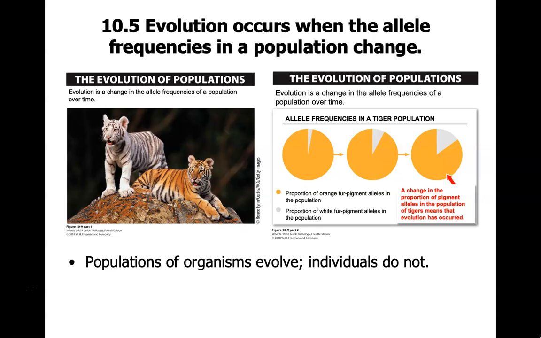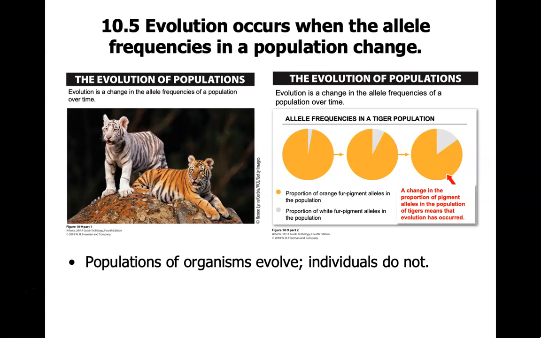As an example of what this means, we have these two tiger cubs here. We have a white tiger and the orange tiger. Now, let's say that you are a zookeeper and you want to increase the white tigers in your population. There's a couple ways you can do this. You can selectively breed white tigers. Let's assume that that white tiger is a female.